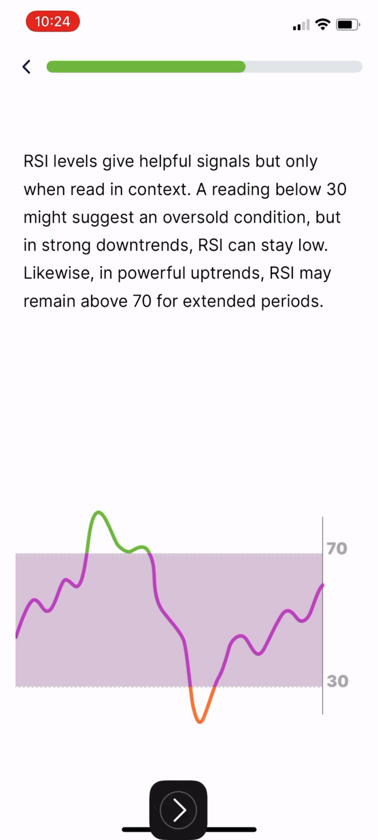RSI levels give helpful signals but only when read in context. A reading below 30 might suggest an oversold condition, but in strong downtrends, RSI can stay low. Likewise, in powerful uptrends, RSI may remain above 70 for extended periods.